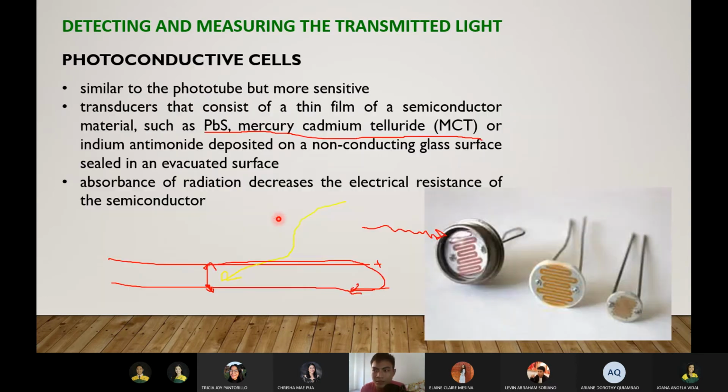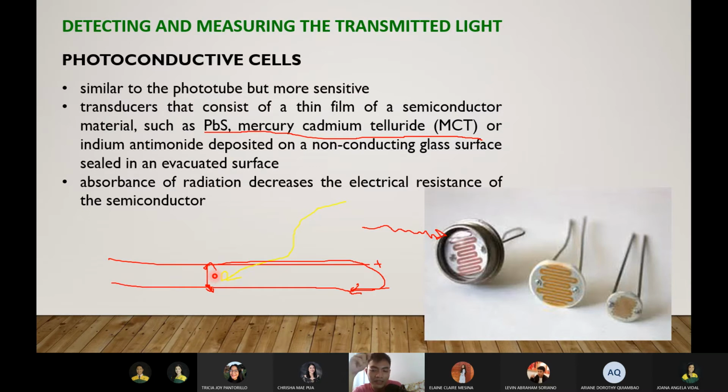Similar yun dito, no? Pero this one is much advanced, no? And this is proven to be much more sensitive than phototubes, no? Medyo similar siya with the photomultiplier. Ito, hindi na siya gumagamit ng photoelectric effect, no? So it has something to do with the properties of semiconductor, wherein meron tayong N-type or P-type semiconductors na hindi na natin i-discuss, no? Okay.